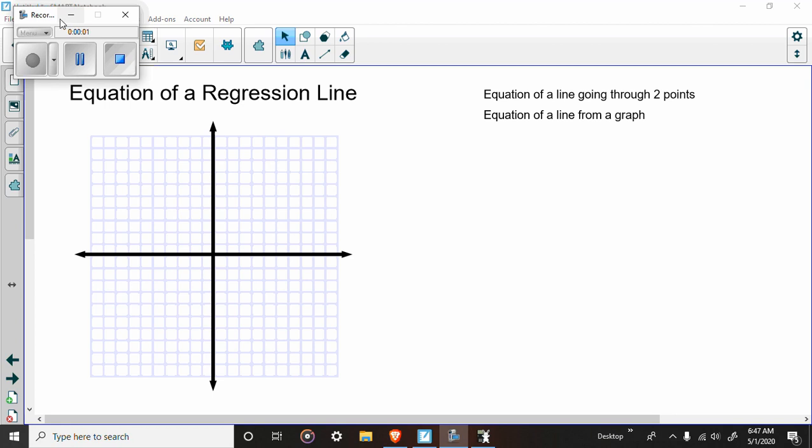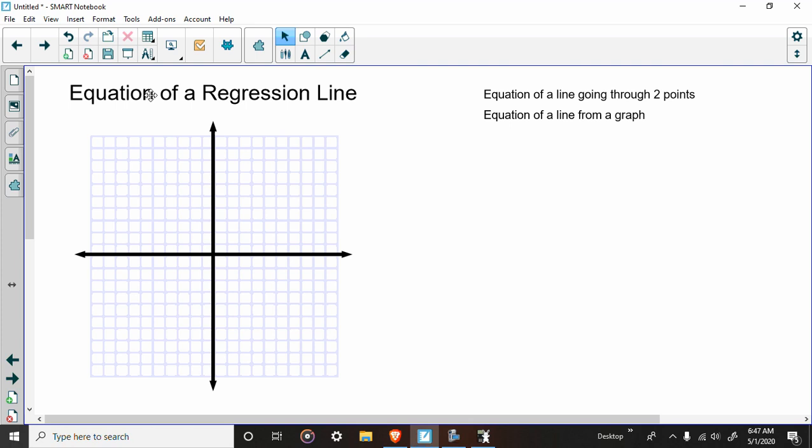All right, eighth grade, let's talk about it. We have to talk about how you're going to find the equation of a regression line. Now, what we did yesterday was we took all our points, we plugged them into a calculator. The calculator gave us the equation of the line.